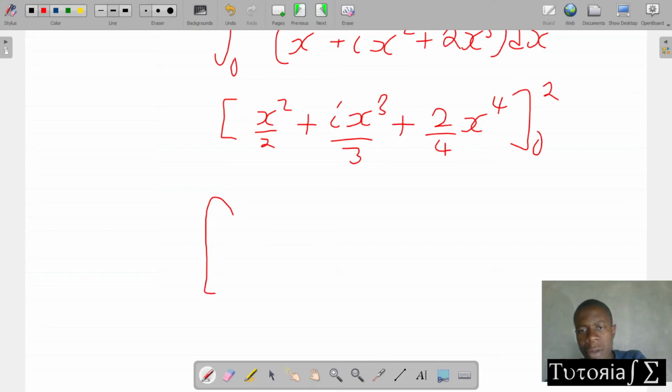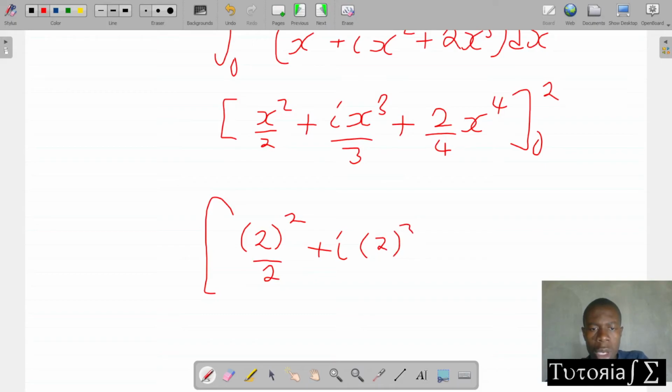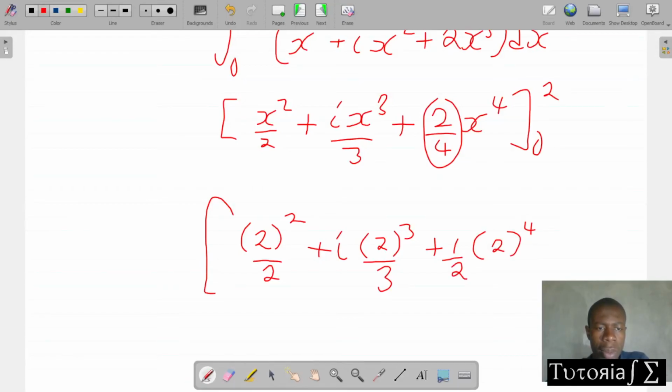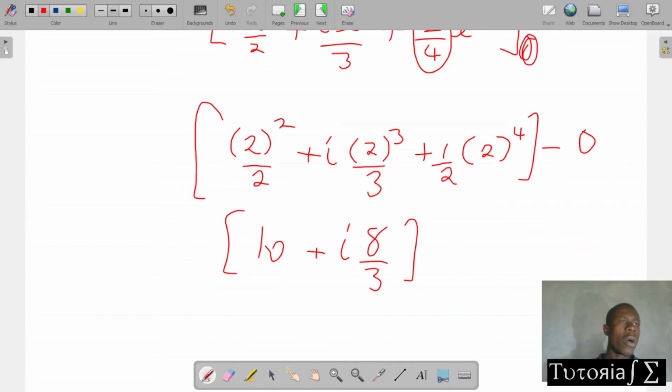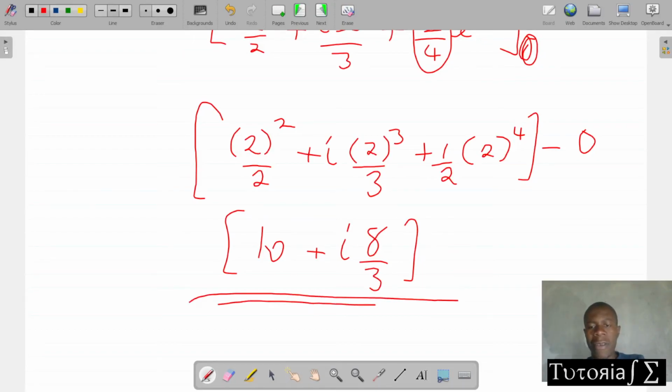So we're going to have 2 to the power 2 over 2 plus i 2 to the power 3 over 3 plus this simplifies to half, then 2 to the power 4. Minus, when we replace zeros here, it would just be 0 as our lower limit. Alright, so simplifying that on your calculator, that will simplify to that, and that will be our final answer right here.